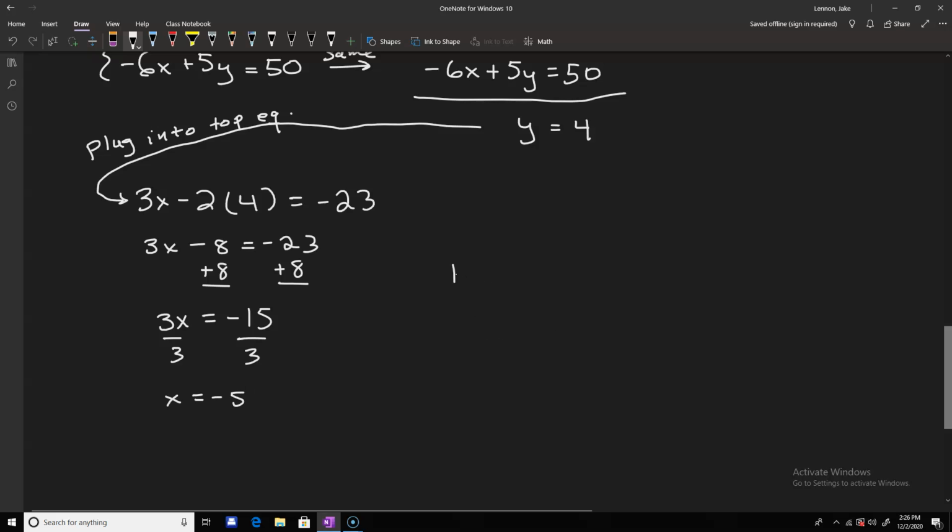So the solution to our system is the ordered pair negative 5, 4. Remember, even though we found y first, the x-coordinate comes first when you're writing down the ordered pair solution.